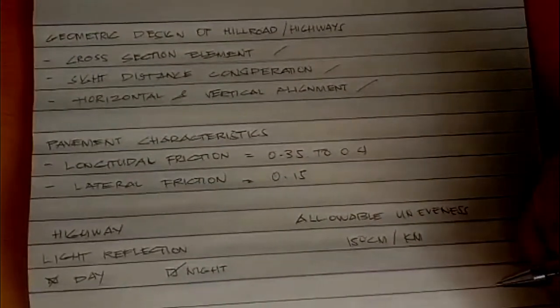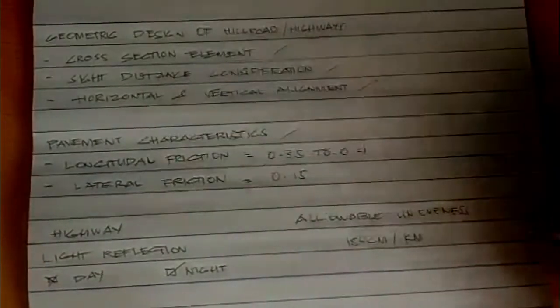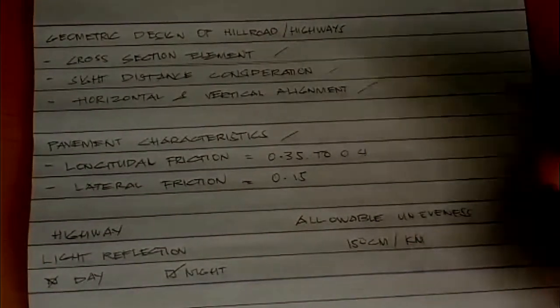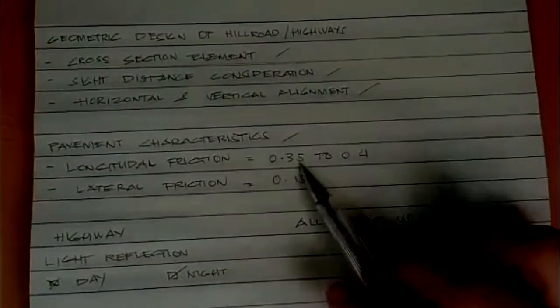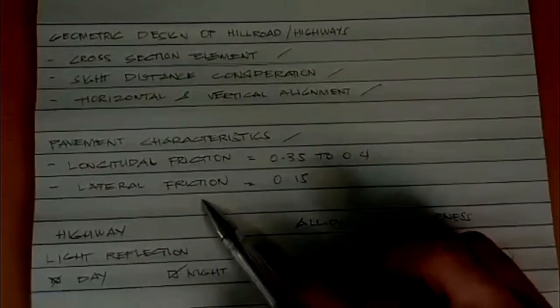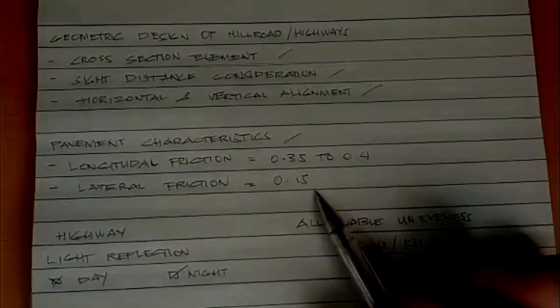The first thing to be considered is pavement characteristics. The pavement is the uppermost layer of the highway, in which longitudinal friction is taken to be 0.35 to 0.4 and the lateral friction is taken to be 0.15.